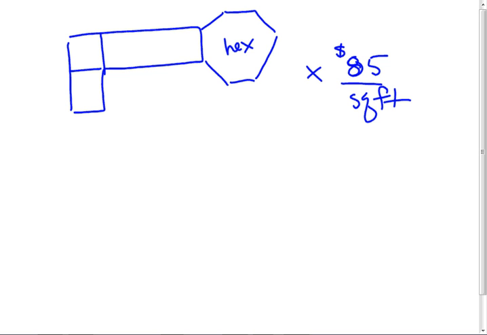If it's an n-gon, it's just n. I don't know how many sides.